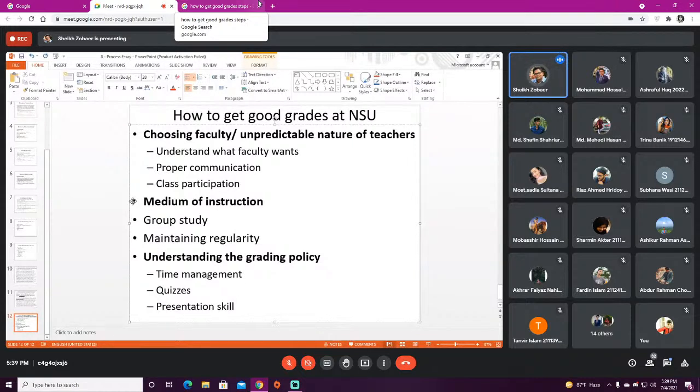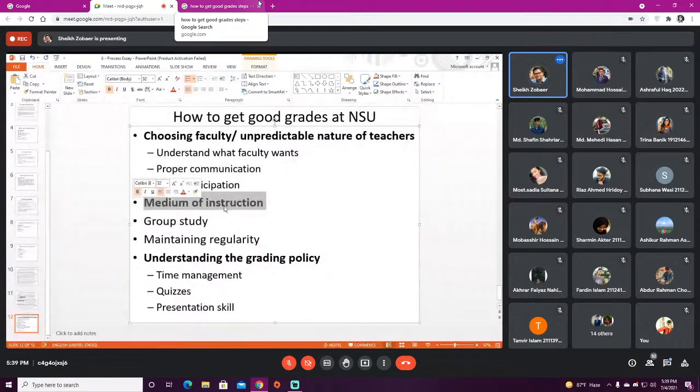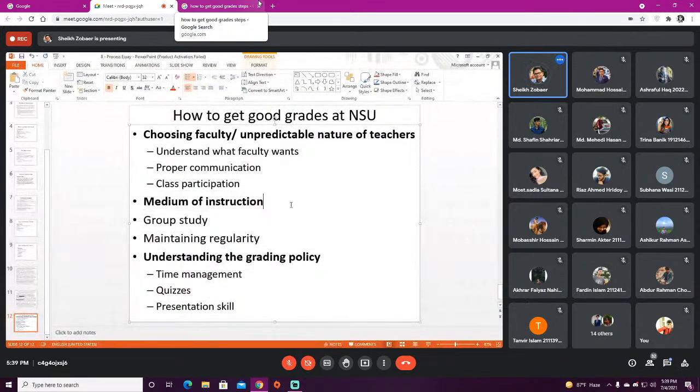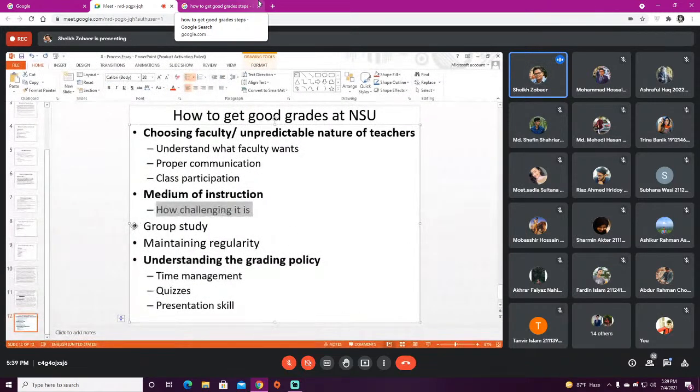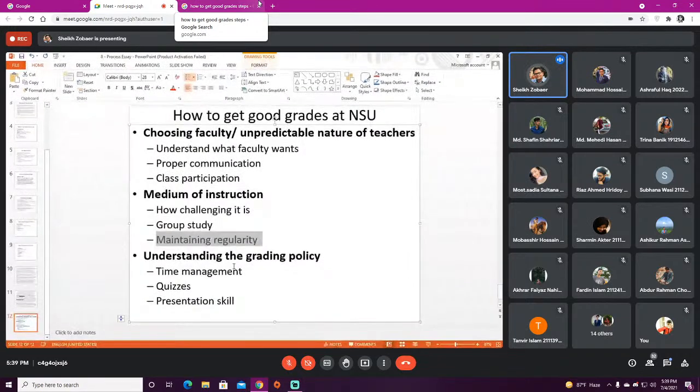But if you distribute these remaining points in these 2 sections, then what are you going to be writing the 100 words on when you're going to discuss the medium of instruction? Sure, there might be some new points, like how challenging is it to adapt to the new situation. This is a new point that, of course, you're going to be talking about. And then let's talk about group study and maintaining regularity here in this section.